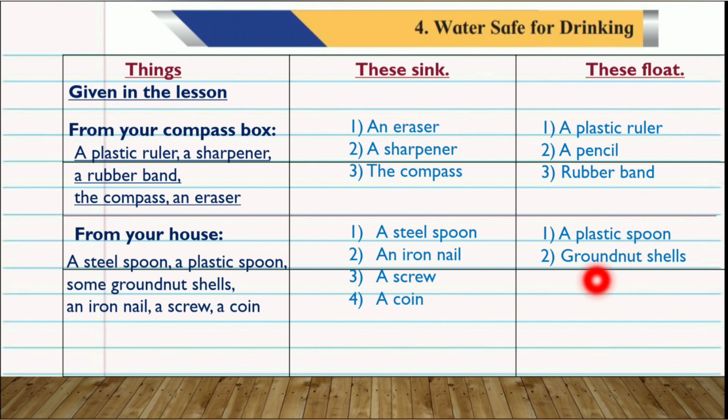Okay, some other things we have seen, things from outdoors. So which things did we see there in the experiment of sinking and floating? That is stones, little twigs, leaves and soil. So from these, which things will sink?